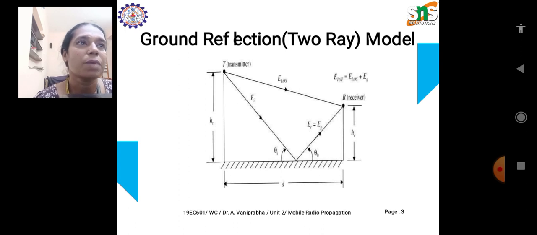There is a direct path, E_LOS, and a reflected path, E incident and E reflected. Those two rays form an angle with respect to the ground. The total field is equal to the direct path plus the reflected path. E total is equal to E line of sight plus E_g or E_R.